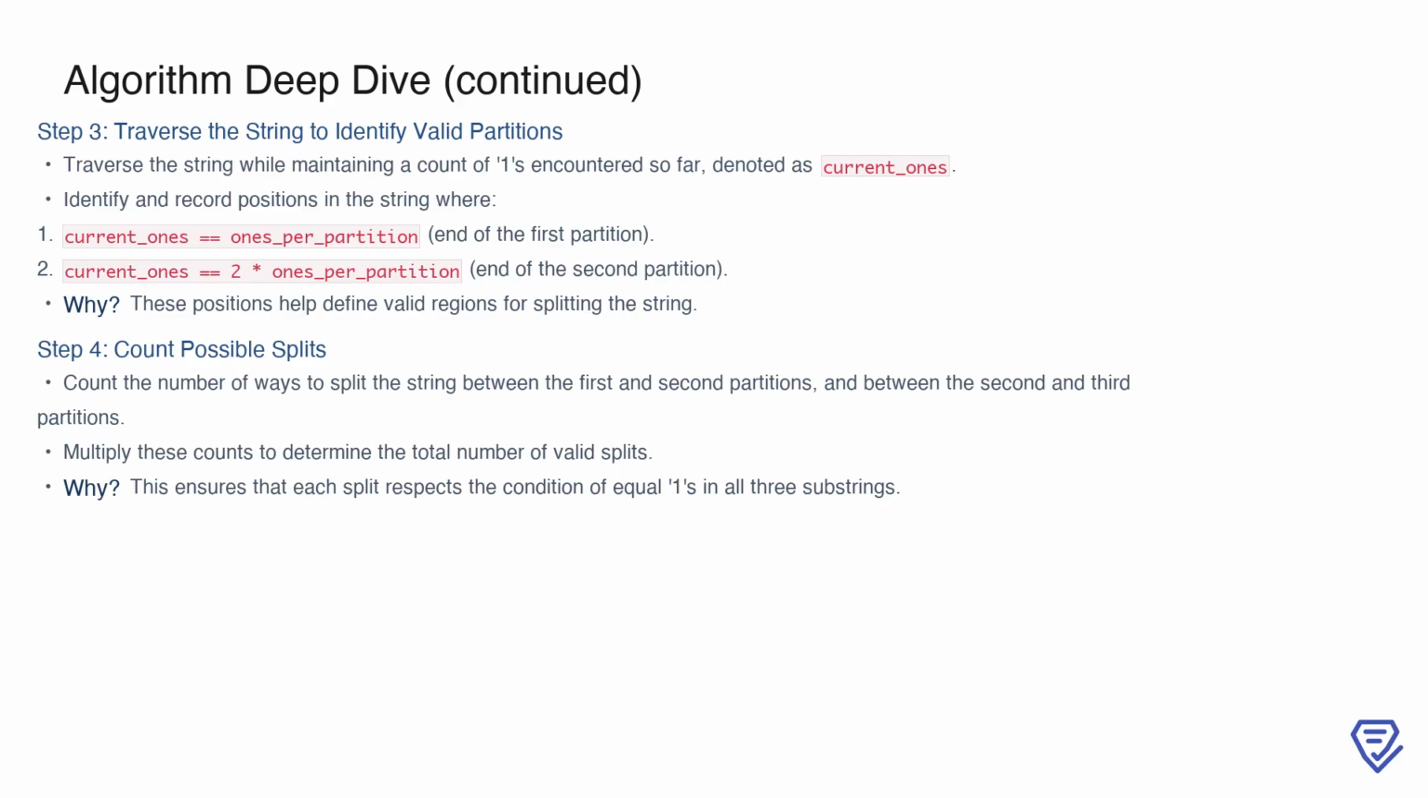After identifying these positions, the next step is to count the number of valid ways to place the splits. Specifically, we count how many ways we can split the string between the first and second partitions, as well as between the second and third partitions. The total number of valid splits is then the product of these two counts. This approach ensures that each split satisfies the requirement of equal ones in all 3 substrings.